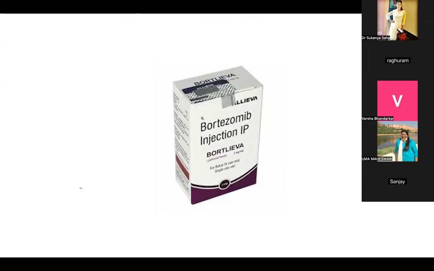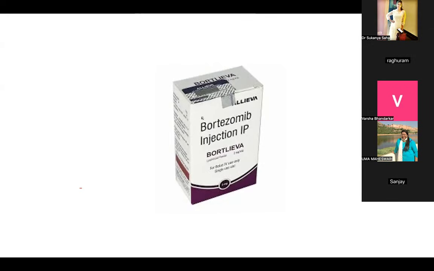You can also give it post multiple lines in activated B cell DLBCL as well. It has been tried in that setting as well. Okay, so special considerations: the dose is usually 1.3 milligram per meter square, and it is given subcutaneously, usually in the thigh. It is metabolized by the liver, so you have LFT dose modifications. There's no renal dose modification.